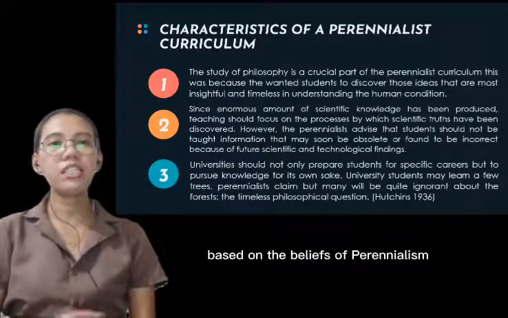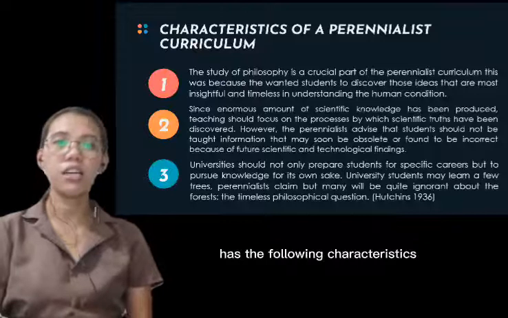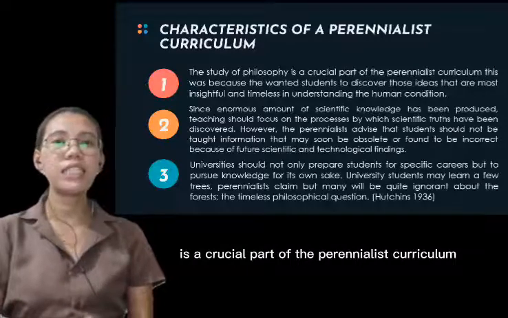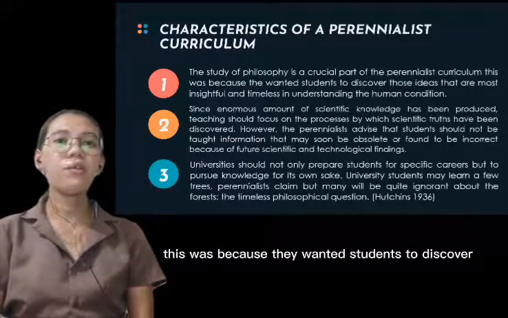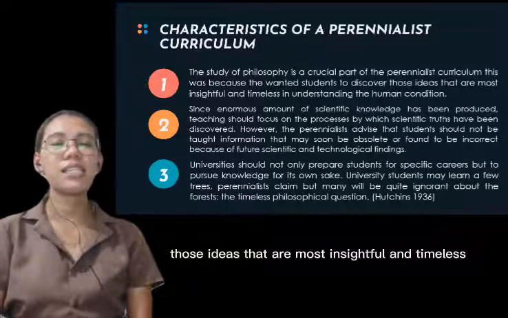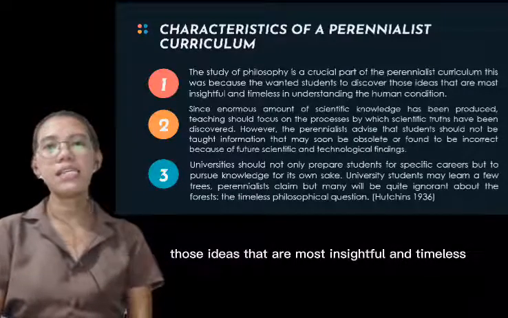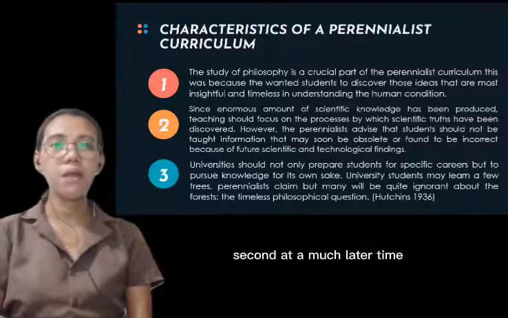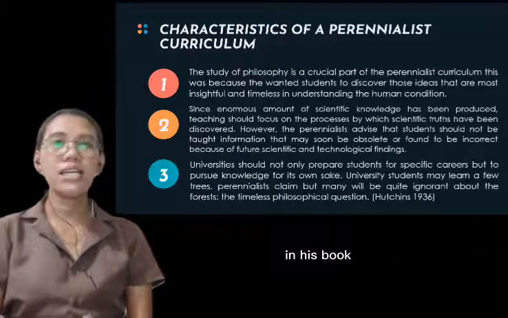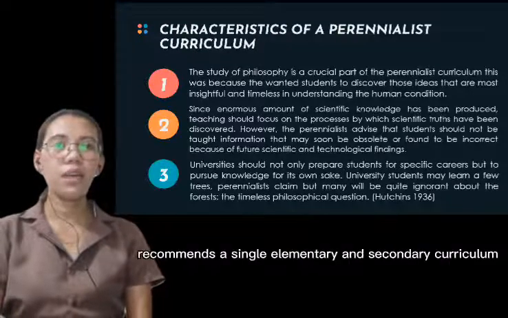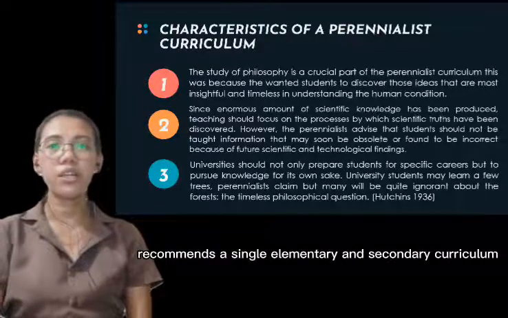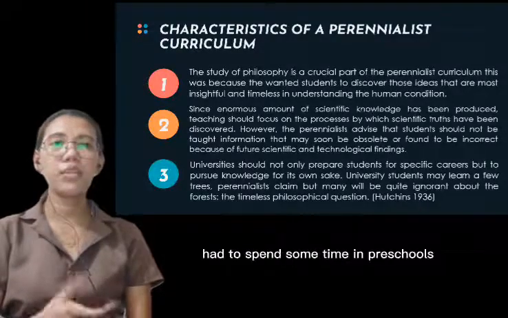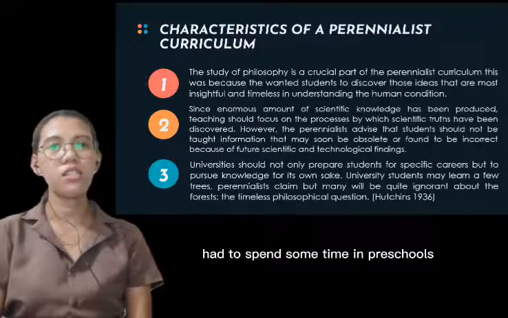The perennialist curriculum. Based on the beliefs of perennialism, the curriculum proposed has the following characteristics. First, the study of philosophy is a crucial part of the perennialist curriculum. This was because they wanted students to discover those ideas that are most insightful and timeless in understanding the human condition. Second, at a much later time, Mortimer Adler 1982 in his book The Paideia Proposal recommends a single elementary and secondary curriculum for all the students. The educationally disadvantaged had to spend some time in preschools.